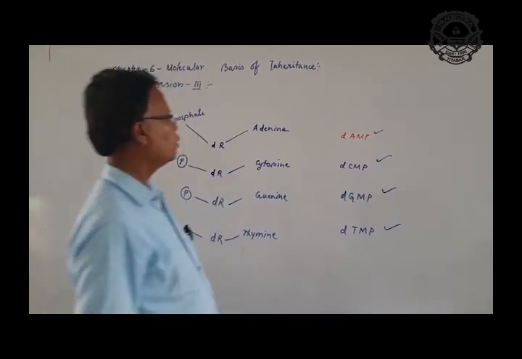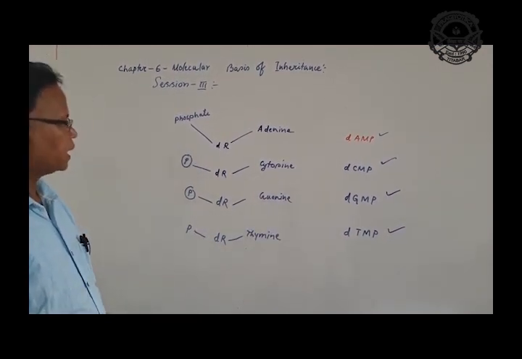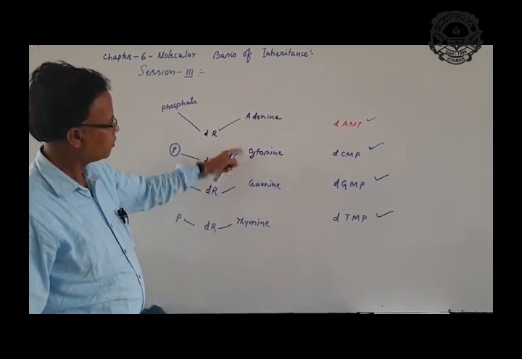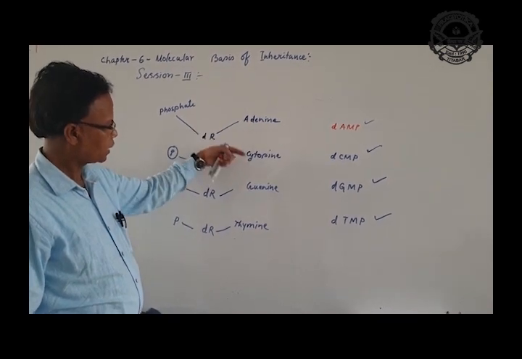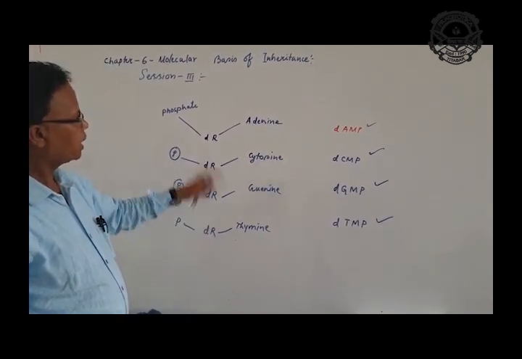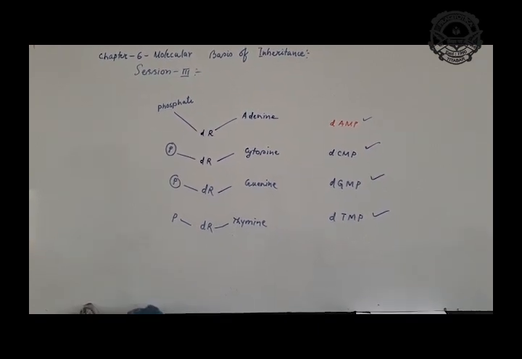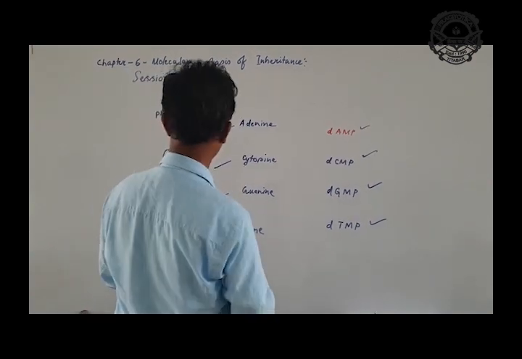These are 4 nucleotides, and they are alternately arranged. Maybe adenine followed by cytosine, then guanine or thymine, or adenine followed by guanine, cytosine, thymine, or adenine, thymine, guanine, cytosine, maybe any series. But all these 4 nucleotides must be present in the DNA molecule. So a DNA is characterized by 4 types of nucleotides.